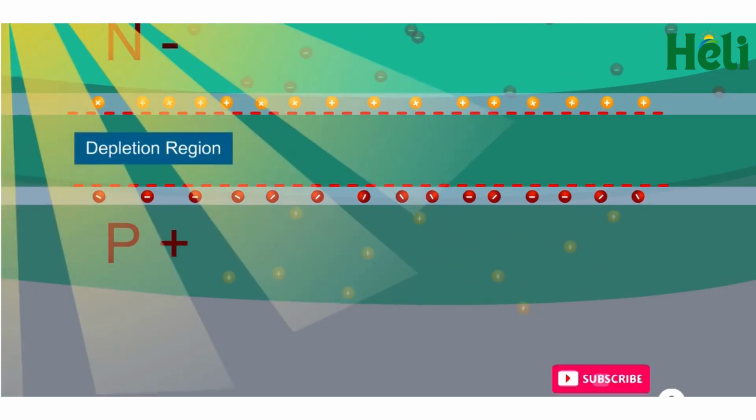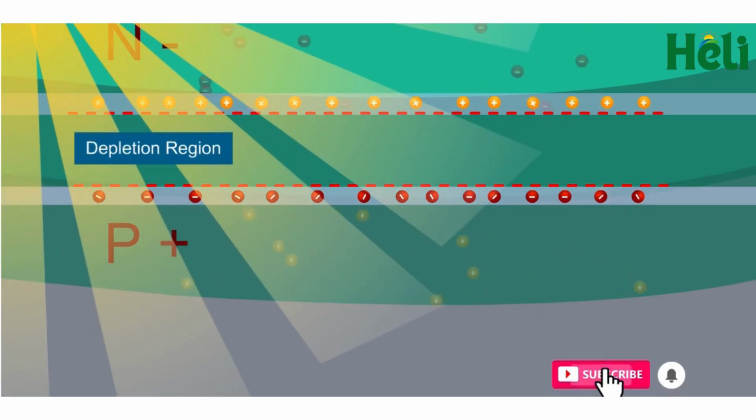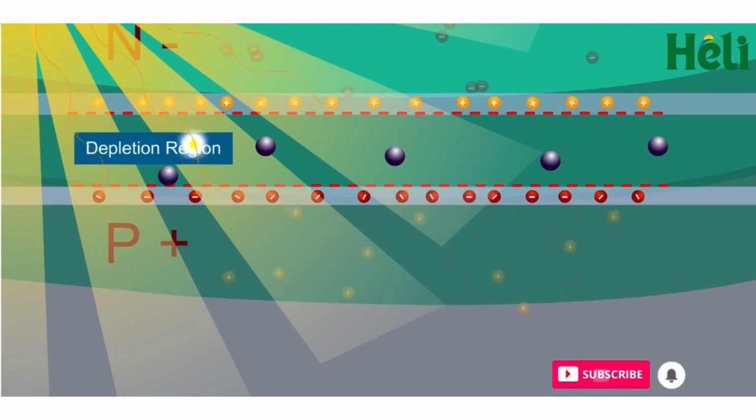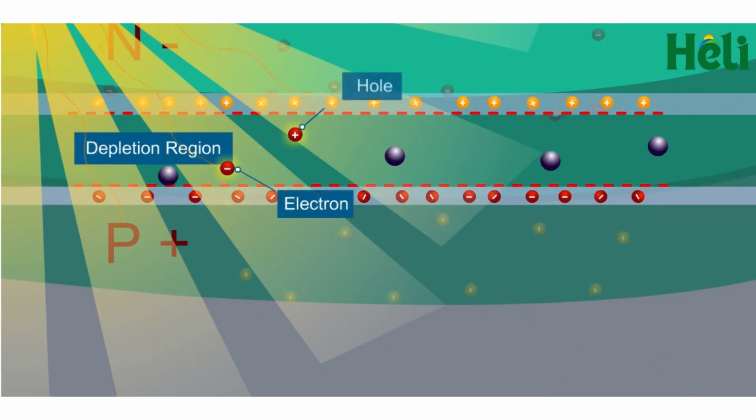Sunlight penetrates the top thin layer easily to reach the depletion region. Due to the deficiency of charge in the depletion region, it contains neutral atoms. These neutral atoms are broken when the photons from the sunlight strike the depletion layer. This knocks the electrons from the neutral atoms, leaving behind the holes and producing free charge carriers.